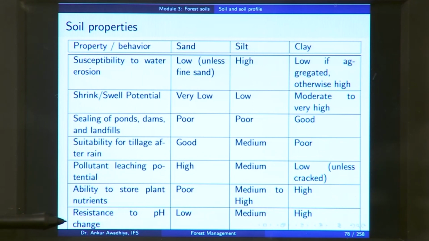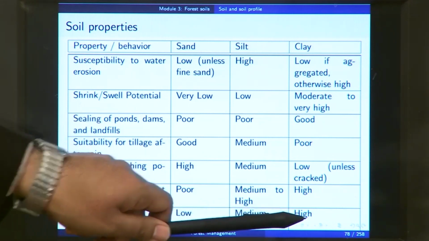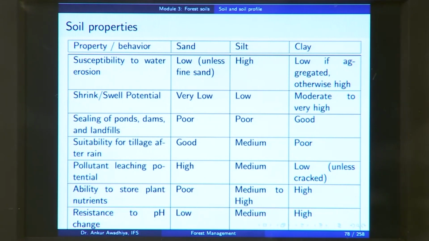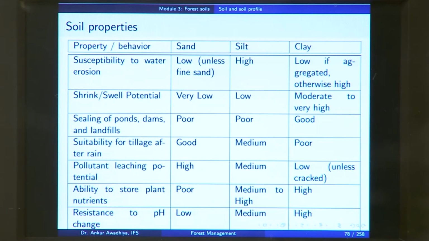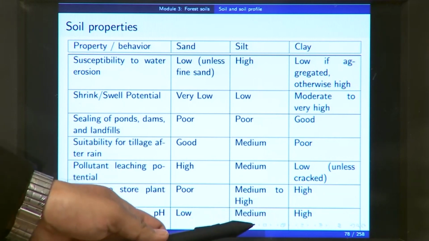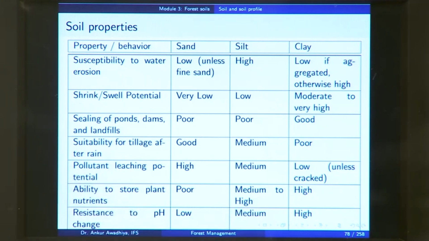Now, if you look at resistance to pH change, then because the clay soils have a huge amount of organic materials, they are able to resist changes in the pH levels, whereas the sandy soils, which have hardly any organic materials, have a very low resistance to pH change. This is because a number of organic materials are very good buffers and they help the soil to resist the pH changes, and silt comes as a medium resistance to changes in pH or the acidity levels.